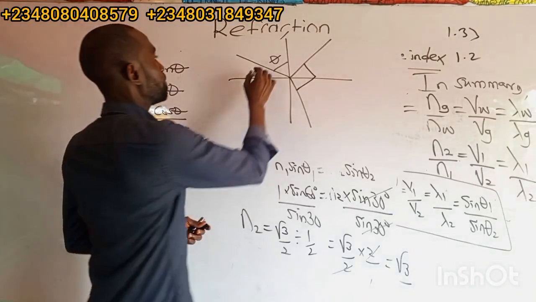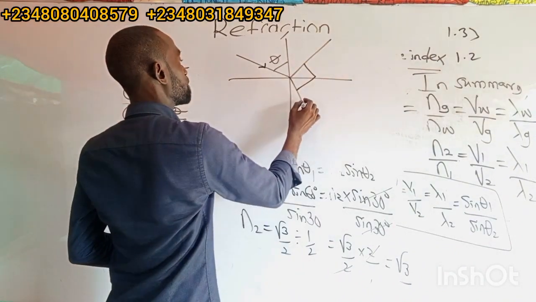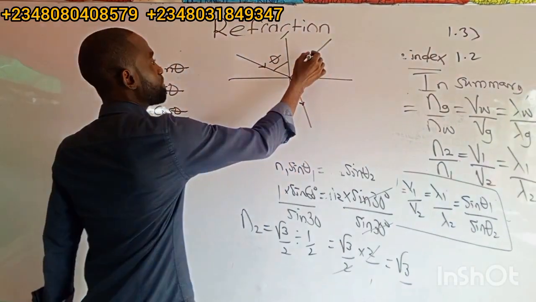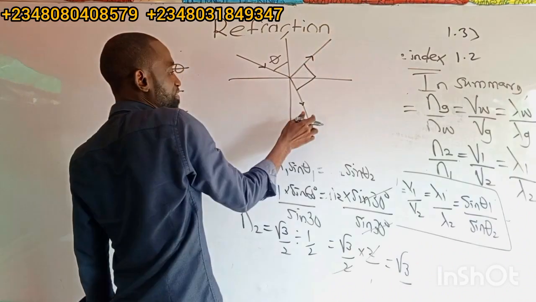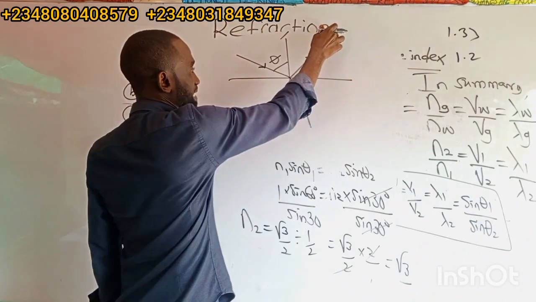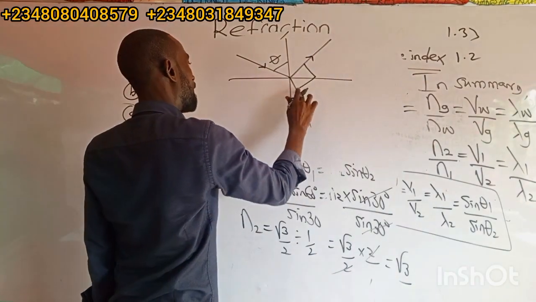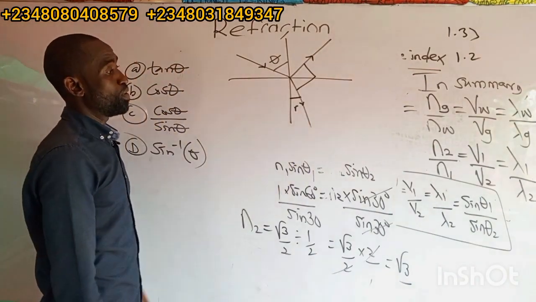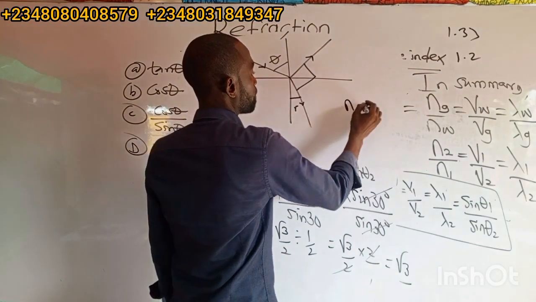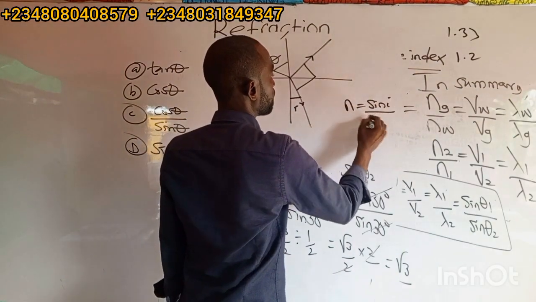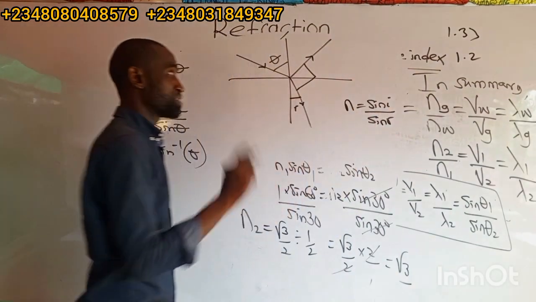So this is the incident ray, this is the reflected ray, the partially reflected ray, and this is the refracted ray. But we know our Snell's law: n equals sin i over sin r. Pay attention to this.